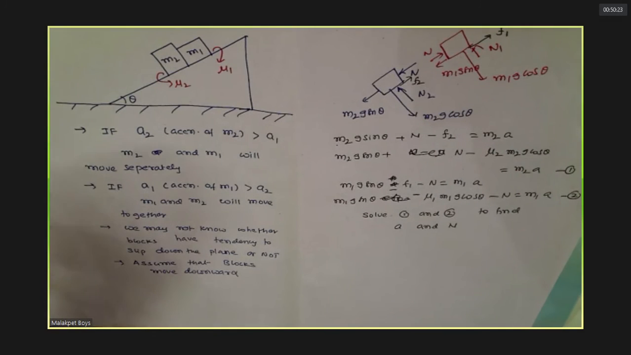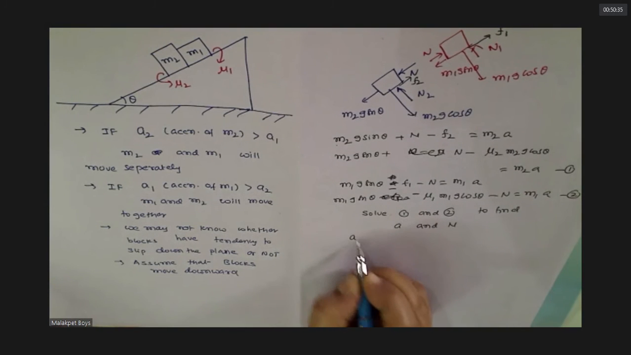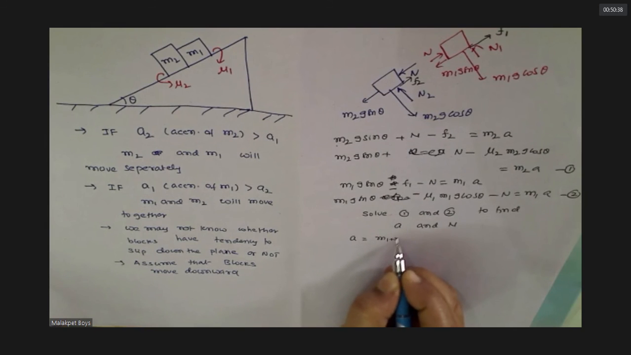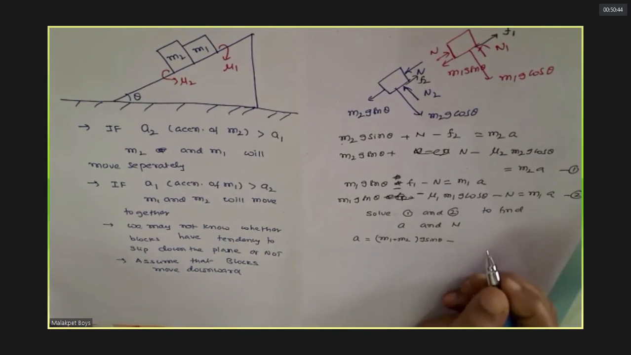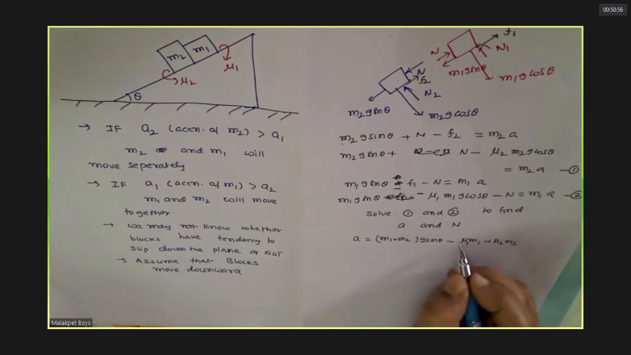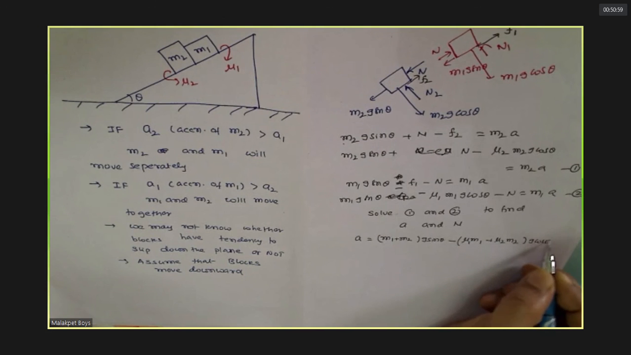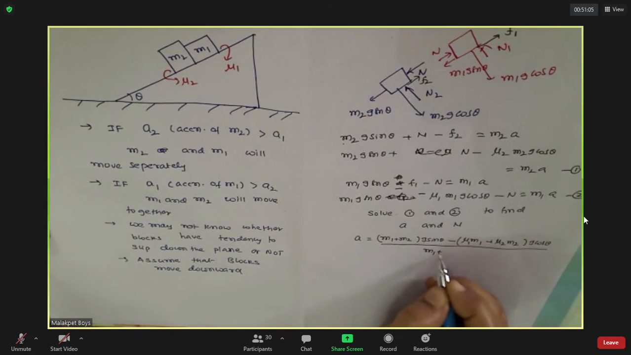Any answer you got? Sir, acceleration I got as g sin theta minus (mu1 m1 plus mu2 m2) g cos theta divided by (m1 plus m2). Got this? Yes sir, got it.